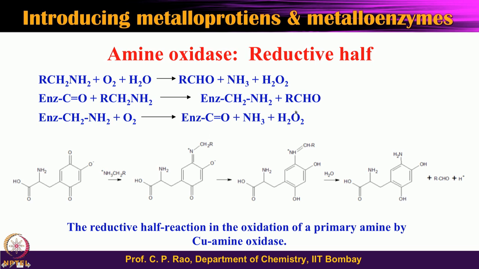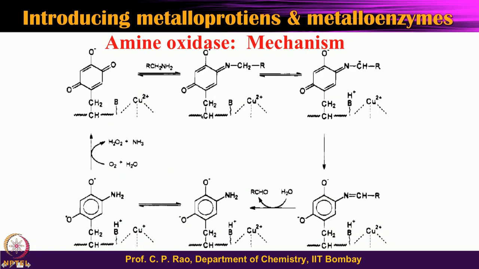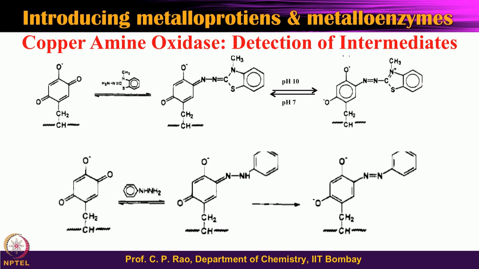So, what you get? You get in one stage aldehyde, in the second stage you get ammonia, hydrogen peroxide plus the enzyme in the oxidized form. So, this is one which is in the process of type 2. Let us just begin with the type 3 before we conclude.